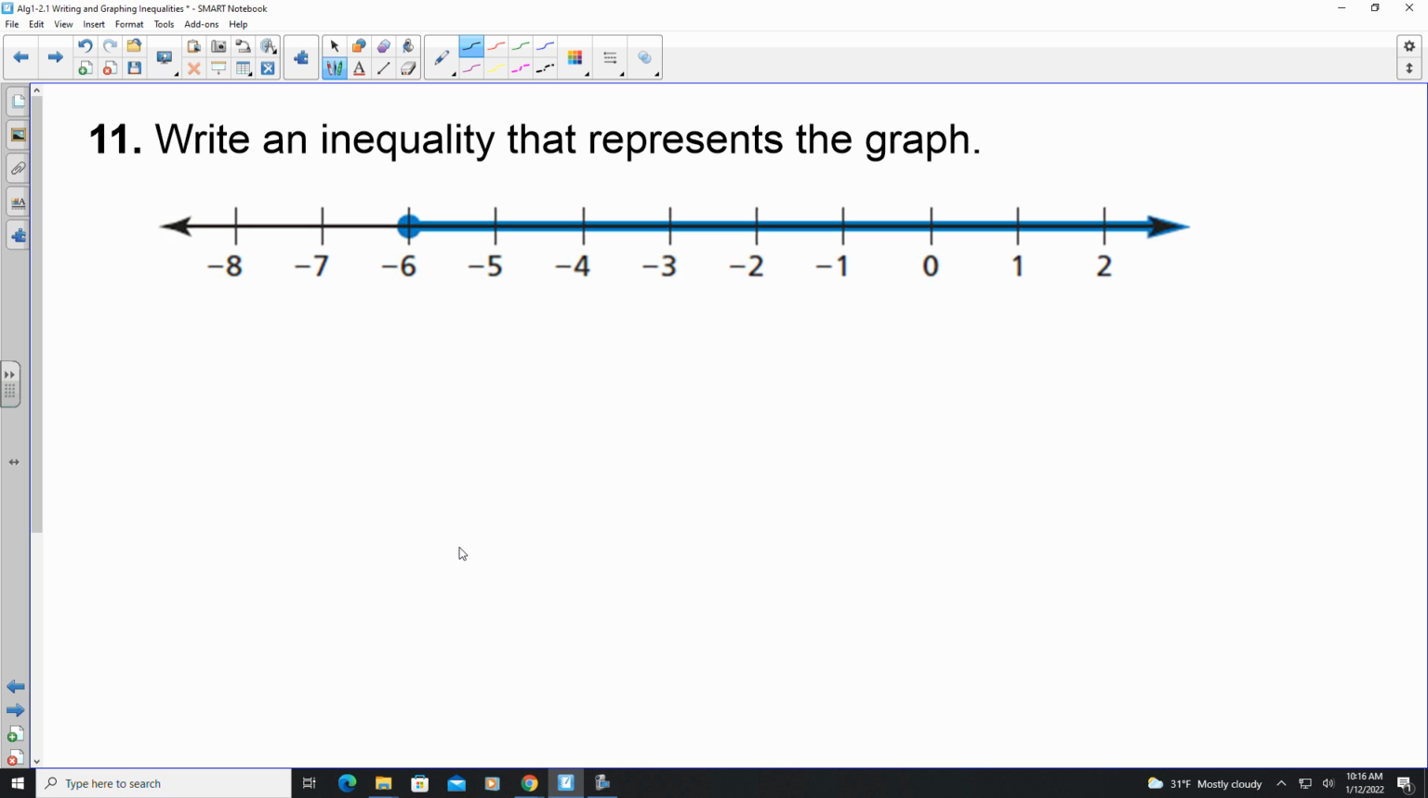Same idea here. I'm looking at my number line. I'm just going to use a variable x because that's the most common one. It's either x or y. -6 goes over here. It's a closed circle, so it's going to be either greater than or equal to or less than or equal to. My arrow should be pointed towards the right, so in this case here, x is going to be greater than or equal to -6.